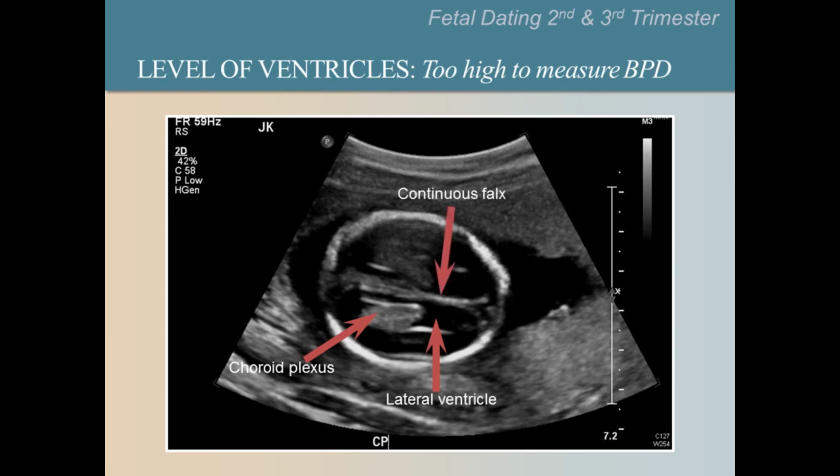Notice that the falx is continuous. Anytime the falx is continuous, you know the level is wrong to measure the BPD. You also cannot see the thalamus or CSP.